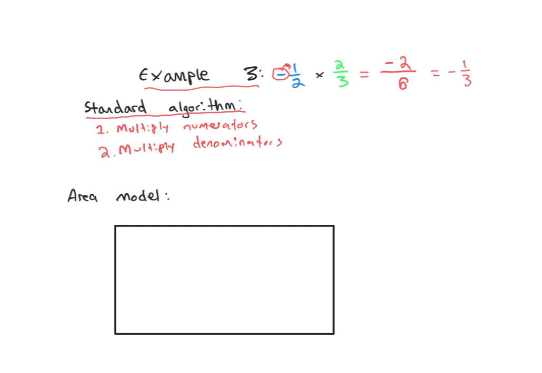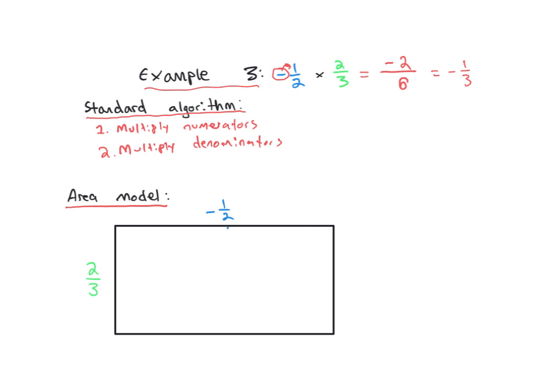But let's check out how to show this with the area model. I think the area model for multiplying fractions just makes a little bit more sense to me than for multiplying integers by fractions. So I'm going to go ahead and pop my -1/2 up on top. And then I will do my +2/3 on the side.